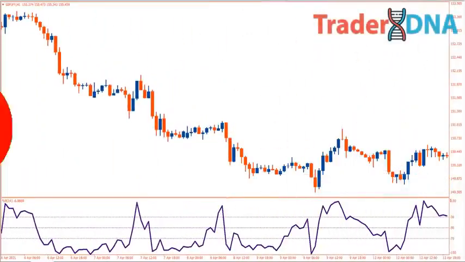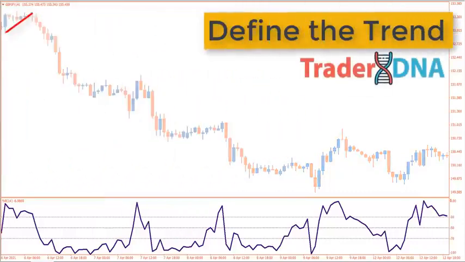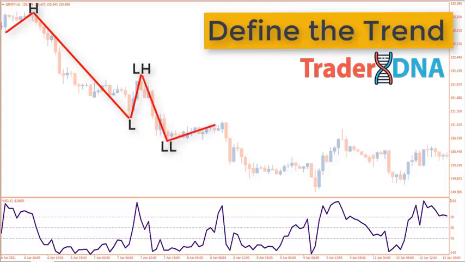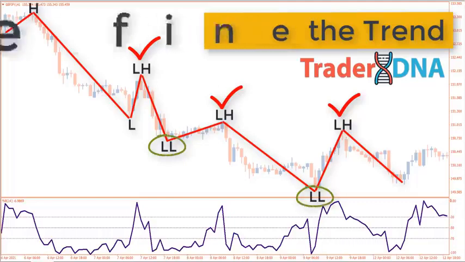Step 1. Define the trend. A downtrend is defined by a series of lower highs followed by a series of lower lows. The definition of a downtrend is pretty much standard. In a downtrend, we look for a series of lower highs followed by a series of lower lows. A lower high is simply a swing high point that is lower than the previous swing high, while a lower low is simply a swing low that is lower than the previous swing low.